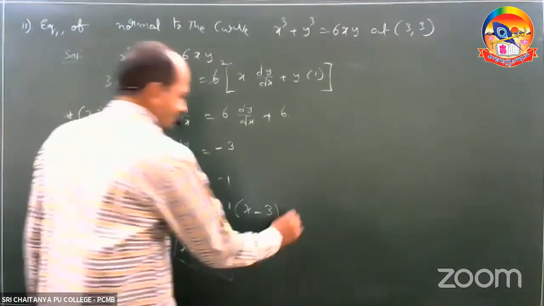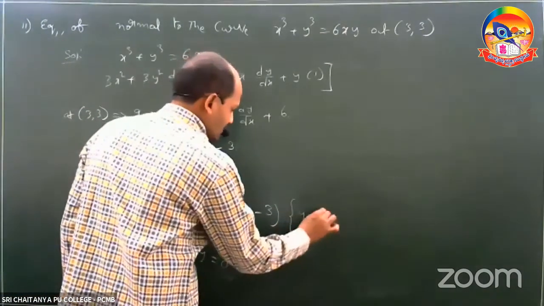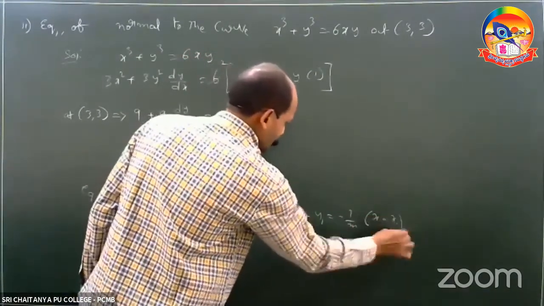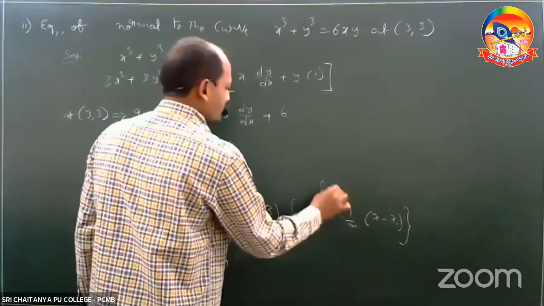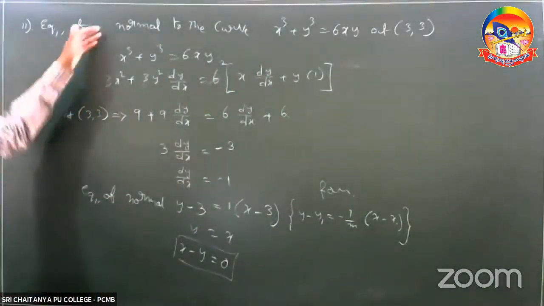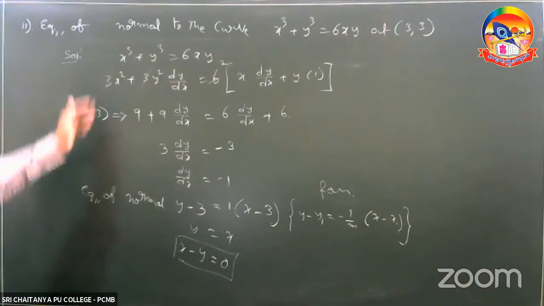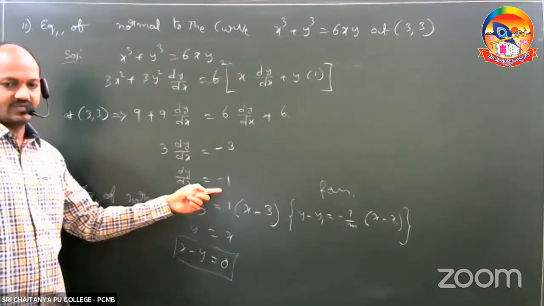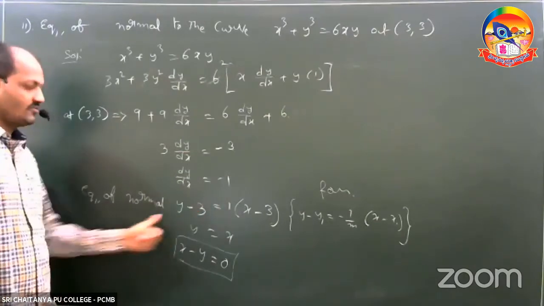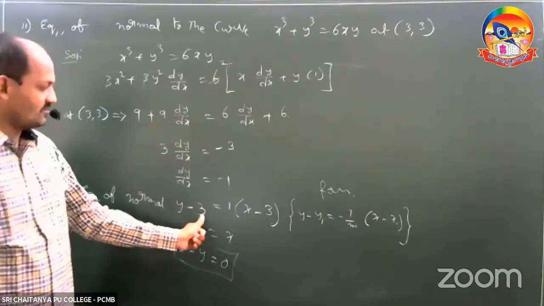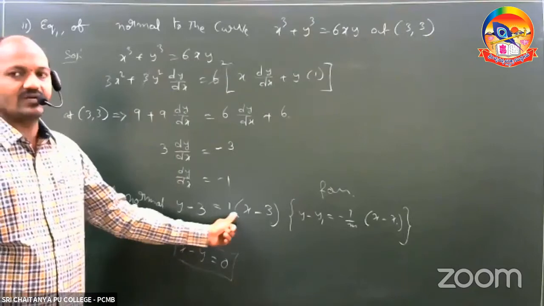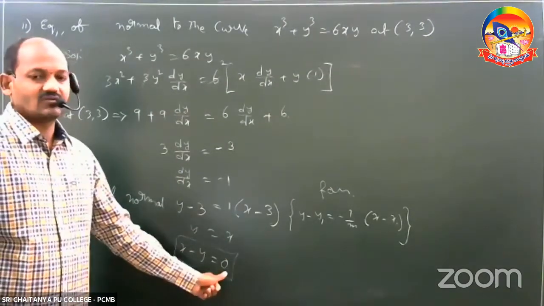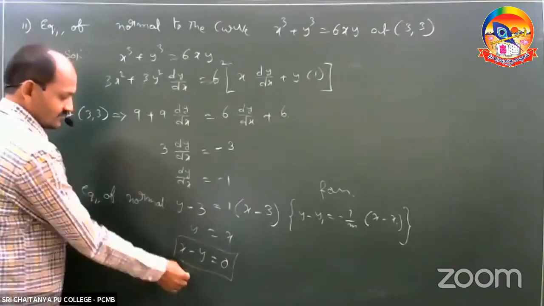Equation of normal formula: y minus y1 is equal to minus 1 by m into x minus x1. Find the derivative of the curve. At 3, 3 we get the slope of the tangent as minus 1. Then the equation of normal is y minus y1 is equal to minus 1 by m into x minus x1. We get x minus y is equal to 0. Okay? Right.